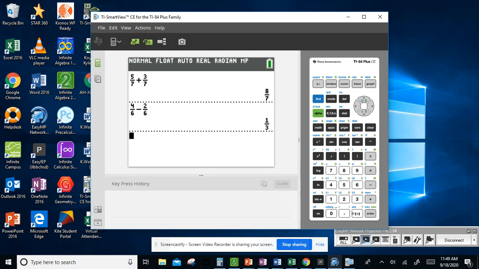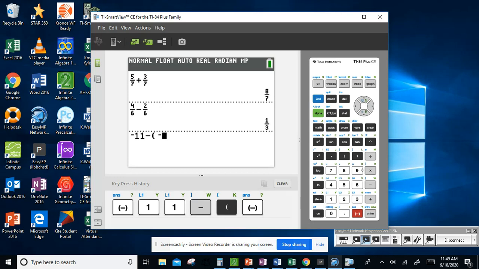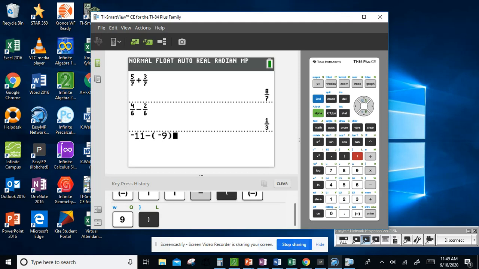So your negative is right down here by enter. Negative 11, right? Use the minus button for the minus, but let's say you had another negative. You could put parentheses, negative, whatever that number would be. Let's say 9, because I don't want to tell you the answer. And then you could put parentheses again. You could also say, like, let's say 11 minus negative 9.